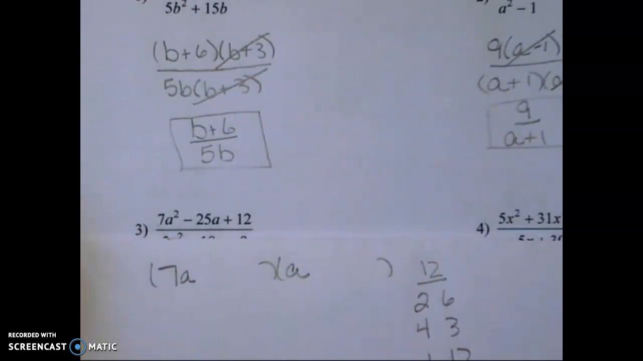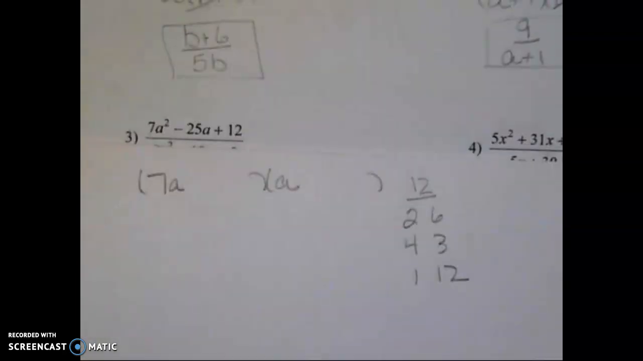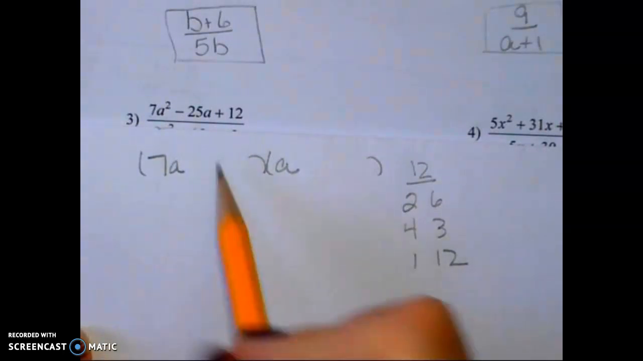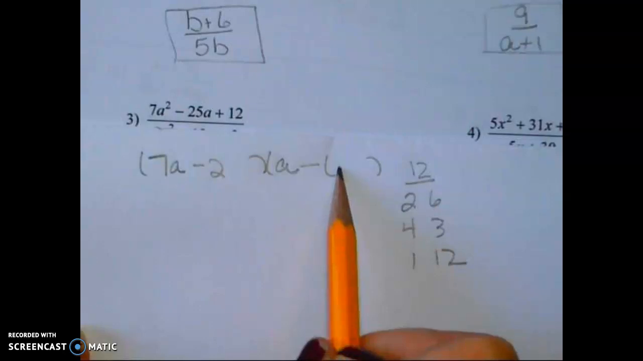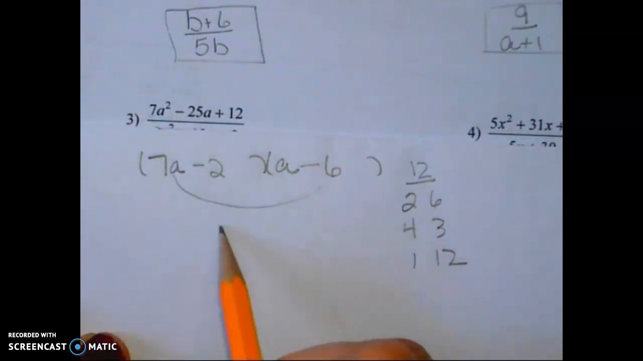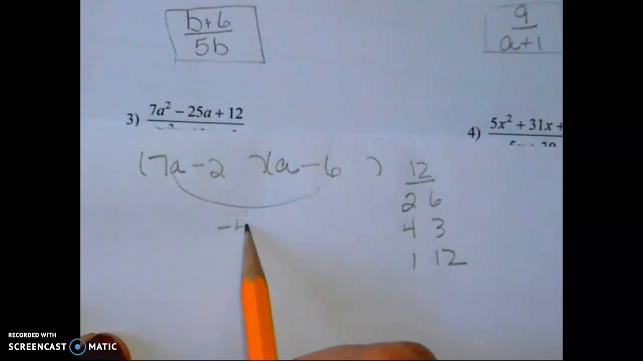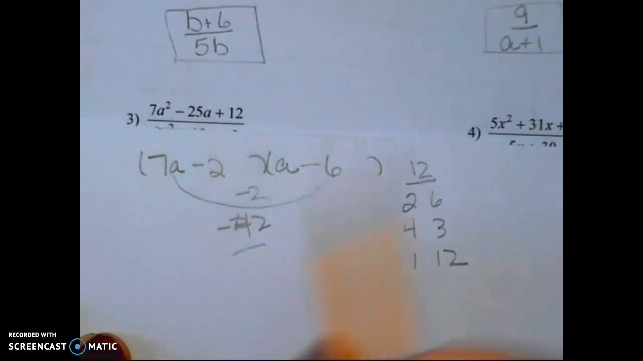We'll try to substitute the numbers in and check our loops. We'll try 2 and 6 first. We'll do -2 and -6. The reason why is we need a -25. This gives me -42 and this is too big, that doesn't work.